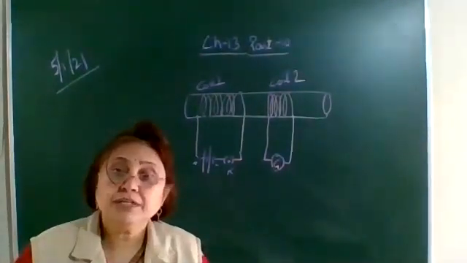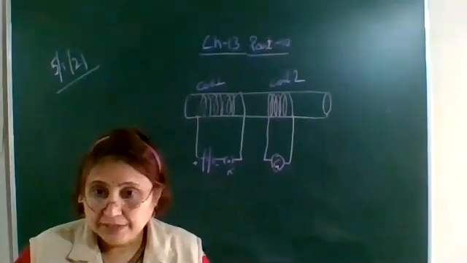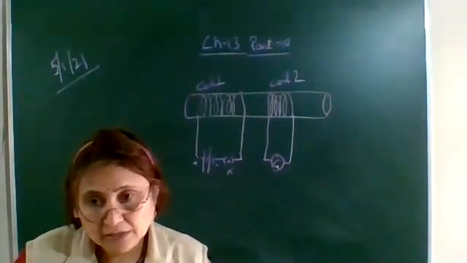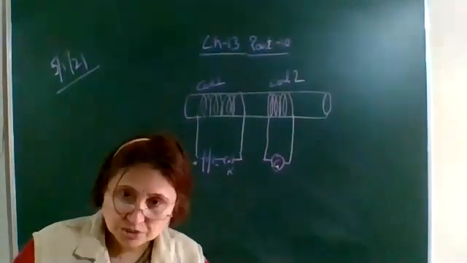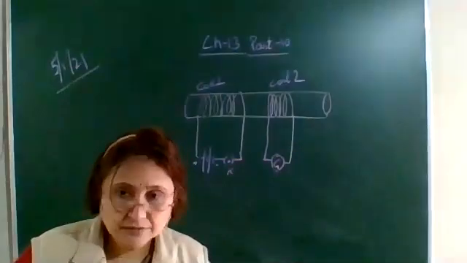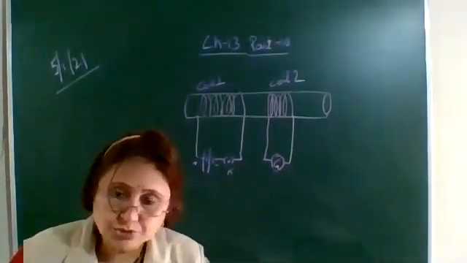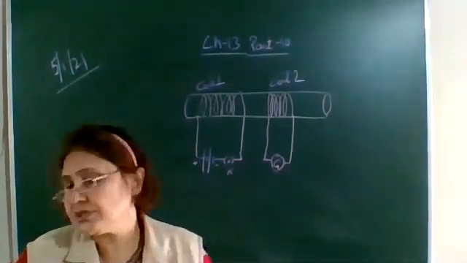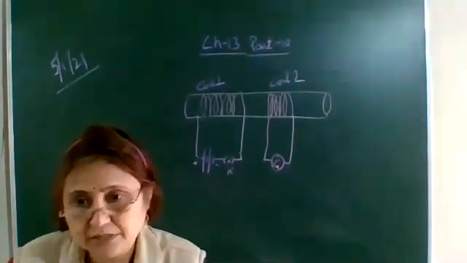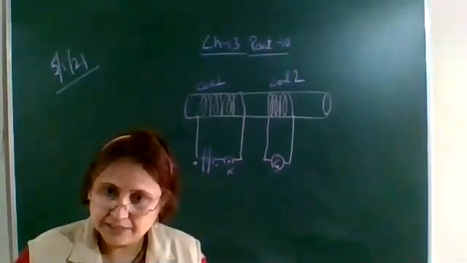Okay, how will you define electromagnetic induction? Whenever there is a change in the magnetic field with respect to a coil, or there is some motion of the magnet with respect to the coil, a potential difference is induced, due to which a current is induced in the coil. This current we call the induced current, and this phenomenon is called electromagnetic induction.